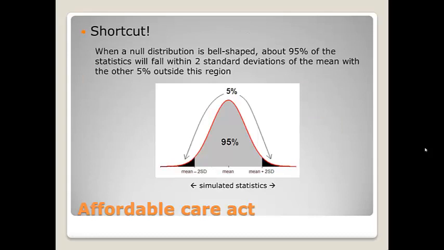Here's the key idea to the shortcut. When a null distribution is bell-shaped, which is what happens here, about 95% of the statistics will fall within 2 standard deviations of the mean, with the other 5% outside of this region. So if we simulate a null hypothesis, the simulated statistics here would be sample proportions. We expect about 95% of those sample proportions to fall within 2 standard deviations of the mean.